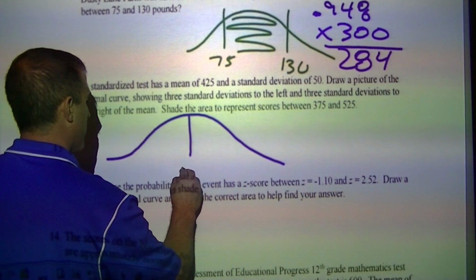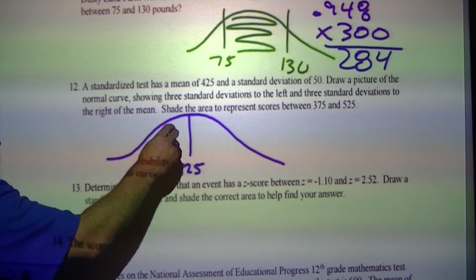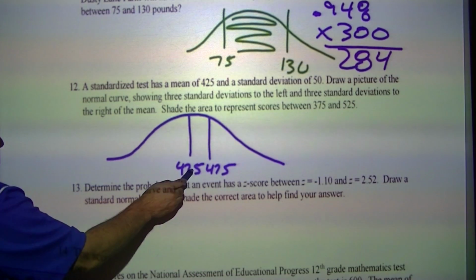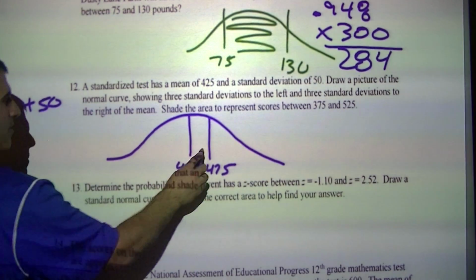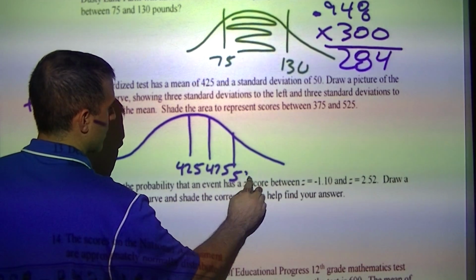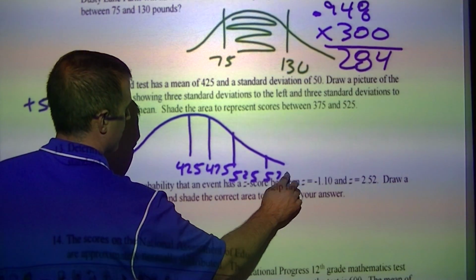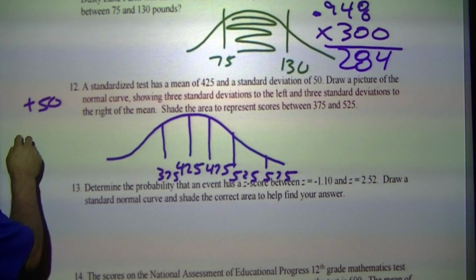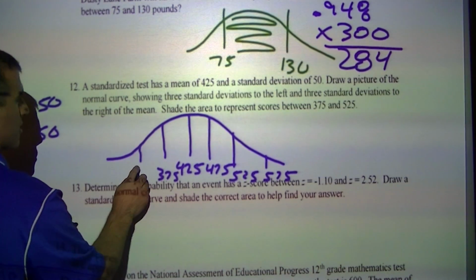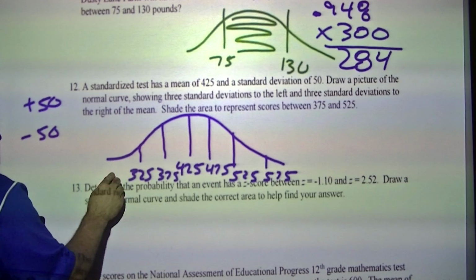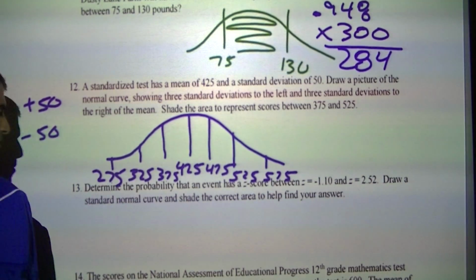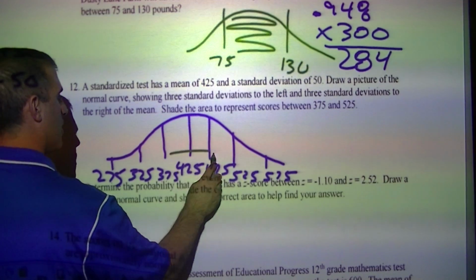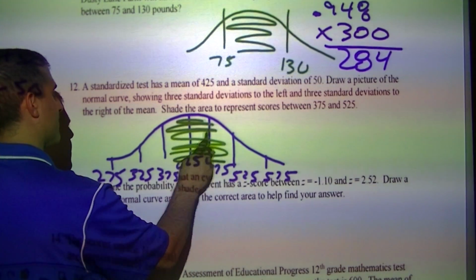If my mean is 425, standard deviation is 50, so that's going to be 475. So all I did was I added 50 to that number. Then I do 525, and then I do 575. Okay, going the other way, it's 375. Okay, so I'm going to subtract 50 going the other way. 325. Okay, and then 275. And what they want me to do is shade between 375 and 525. So I would shade them just like that.